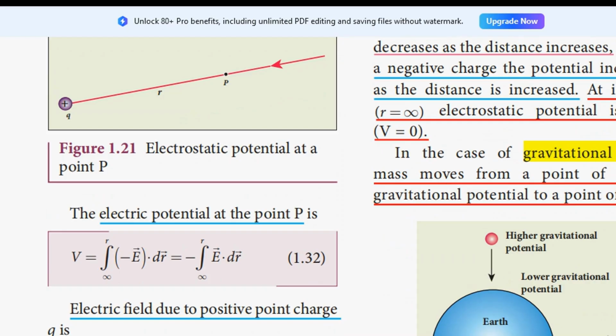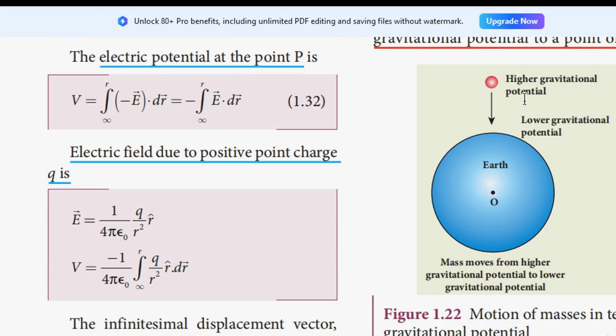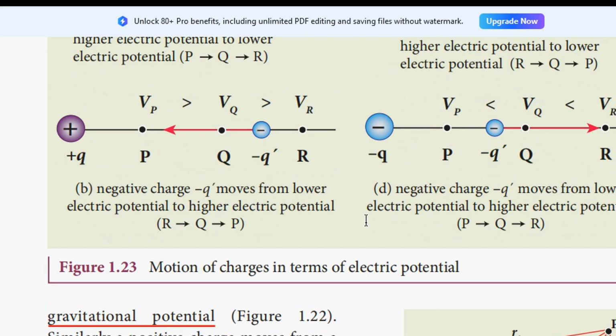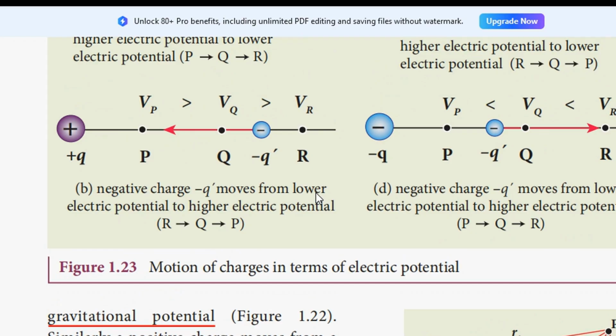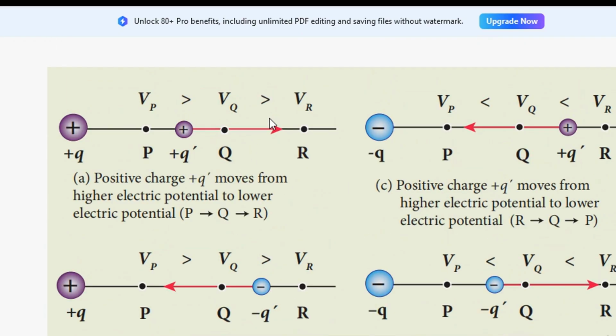In the case of gravitational force, mass moves from a point of higher gravitational potential to a point of lower gravitational potential, as you see in this diagram. Similarly, a positive charge moves from a point of higher electrostatic potential to a point of lower electrostatic potential. However, a negative charge moves from lower electrostatic potential to higher electrostatic potential, and this comparison is shown in this figure 1.23.